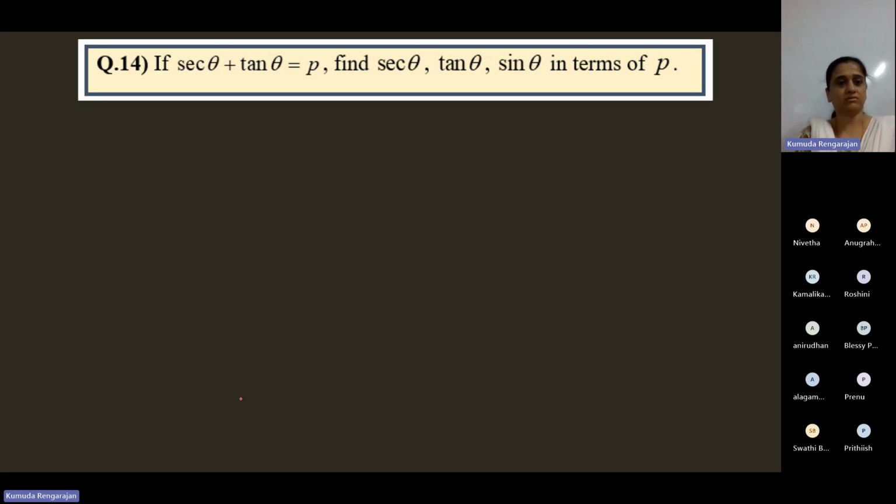This is also a similar question. Secant theta plus tan theta is equal to P. So what is secant theta minus tan theta? 1/P. But don't make this mistake. If sin theta plus cos theta is equal to P, sin theta minus cos theta is not 1/P. To find sin theta minus cos theta, you should use the identity a plus b the whole square plus a minus b the whole square is equal to 2 of a square plus b square.